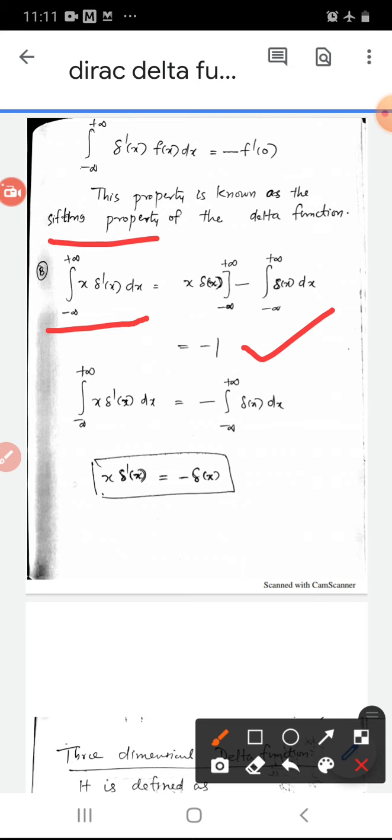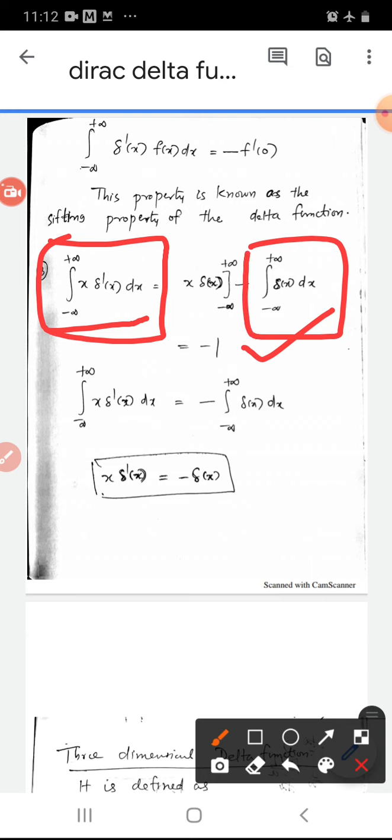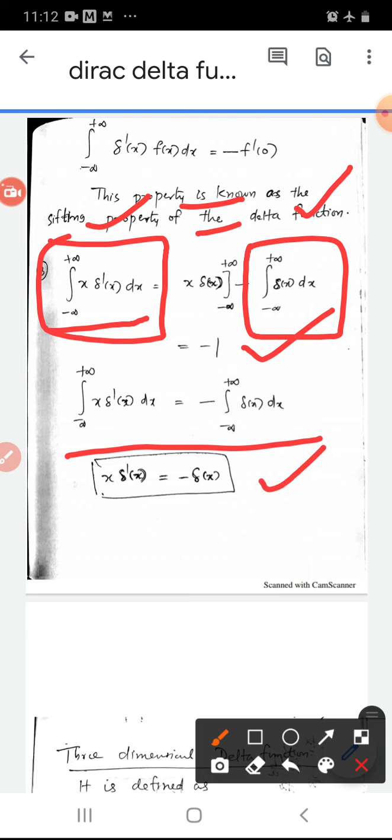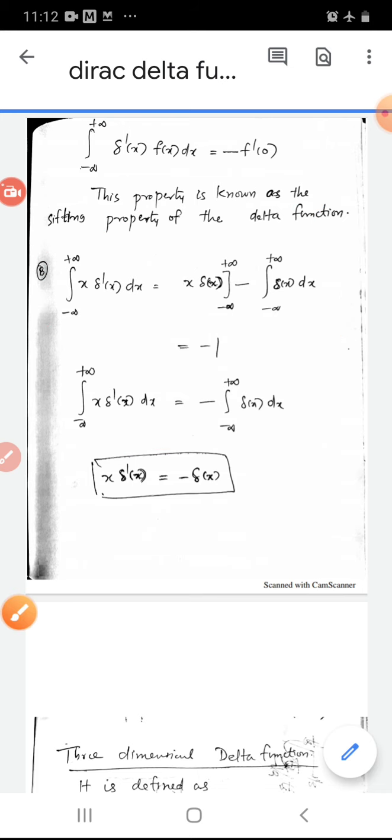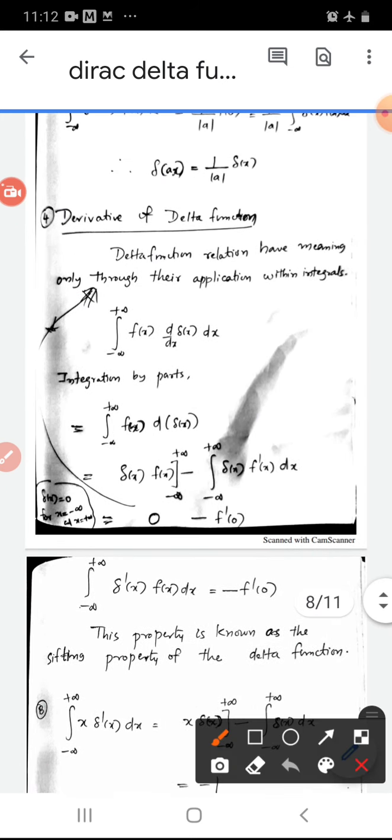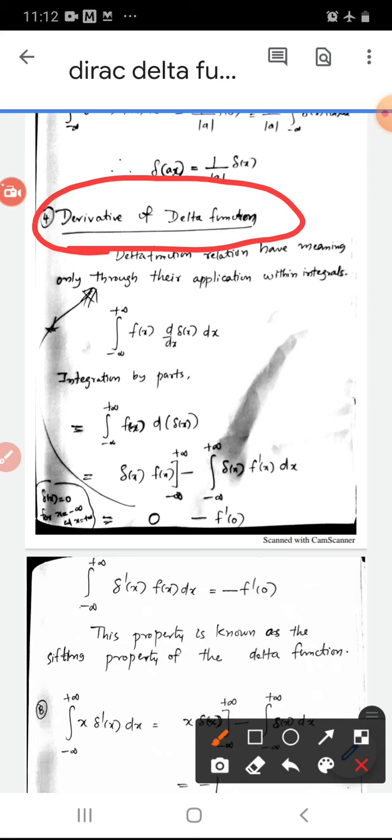So these two are equal, this one and this one, these are equal. Okay, so that equality is written here. Now when you compare, we will get x delta prime x equal to minus delta x. You will get x delta prime x equal to minus delta x. So these are the properties of the derivative of the delta function.